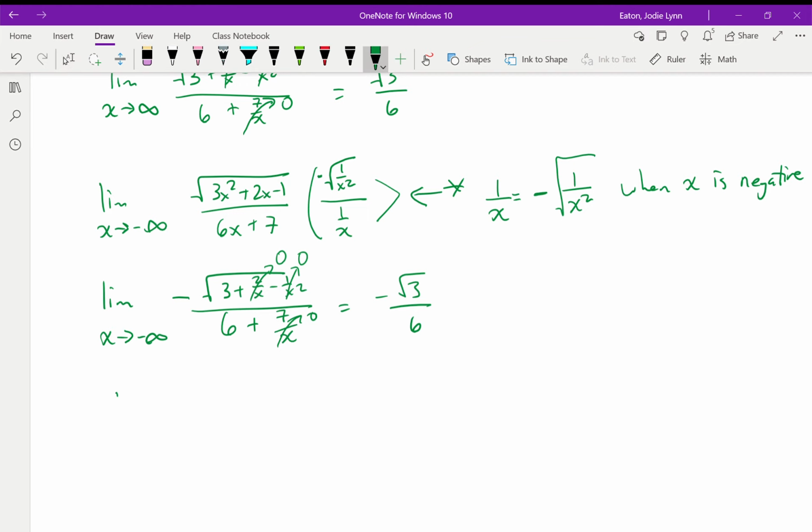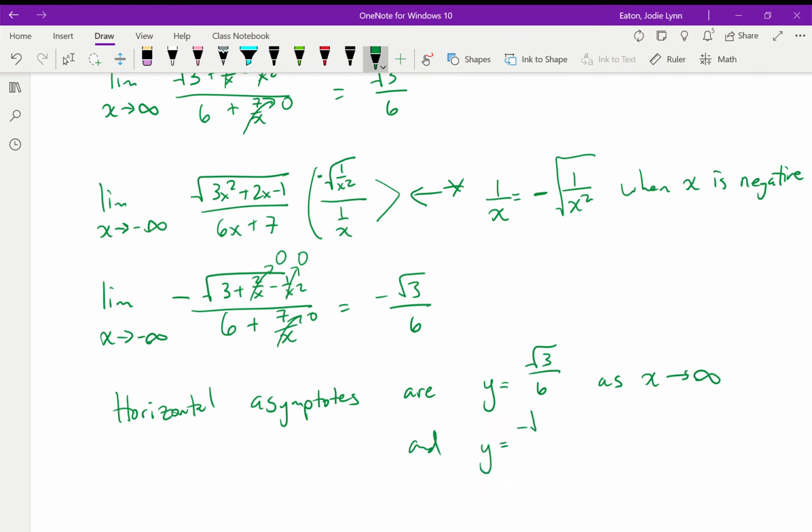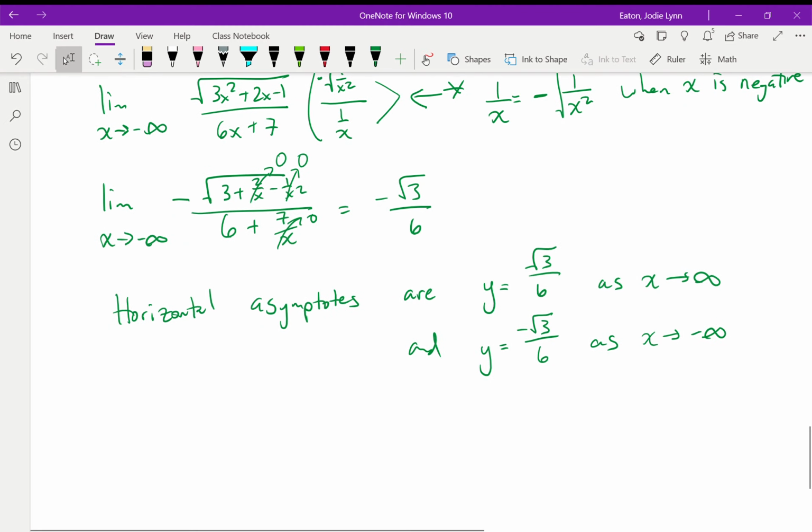So our horizontal asymptotes are y equals radical 3 over 6 as x goes to positive infinity, and y equals negative radical 3 over 6 as x goes to negative infinity. So those are the values of our horizontal asymptote lines, the ones that we are approaching but never going to get to.